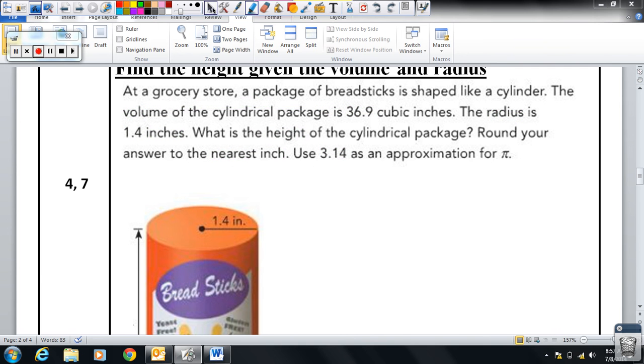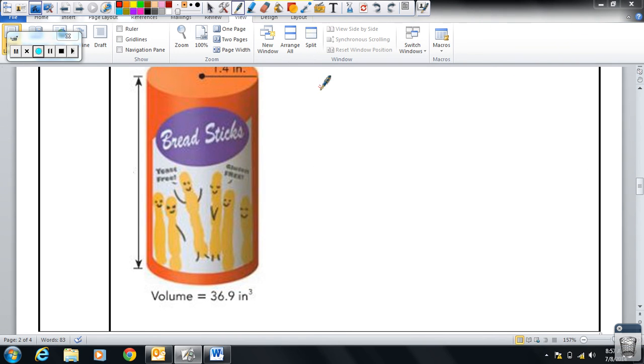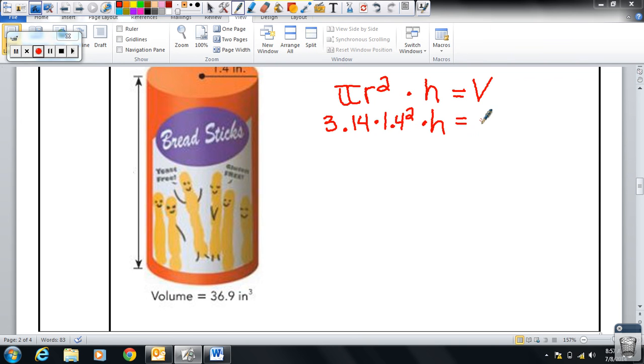So basically, I can just look at the picture to get my formula and write it out. We know that the formula is area of the base, which is a circle, so it's pi times radius squared times height, and that equals our volume. They give us the radius as 1.4, and the directions say to use 3.14 as pi. So 3.14 times the radius of 1.4 squared times our height. We don't know our height, we're trying to find it, so it stays as our variable, is equal to the volume, and this time they gave us the volume, so we get 36.9.